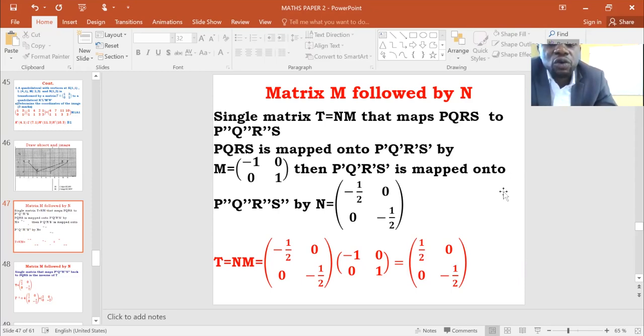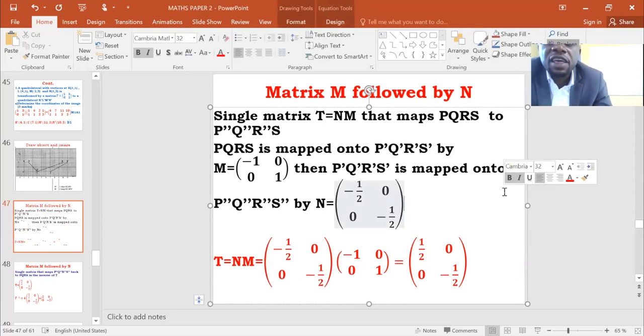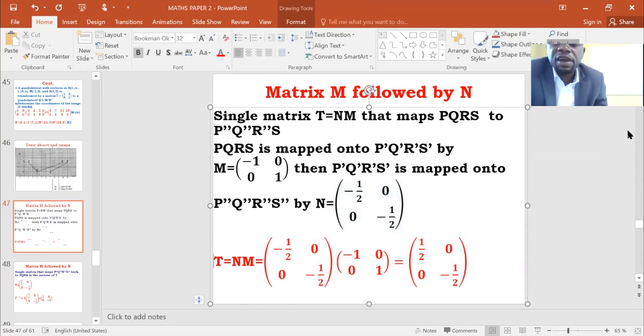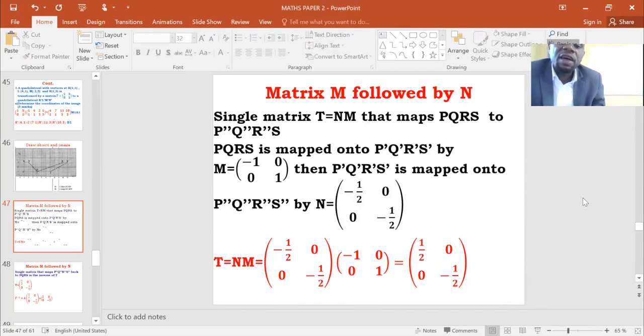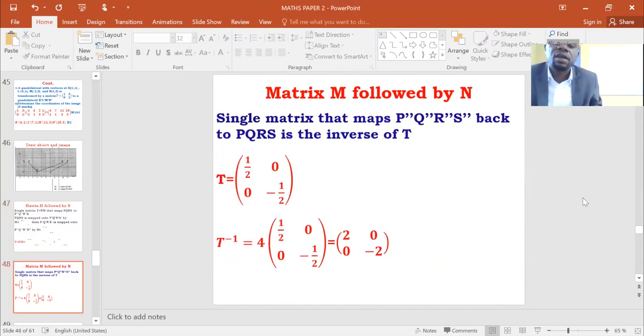If you're asked to do the opposite, the matrix that will map the final image back to the original object, simply find the inverse of the matrix that got there. If you have to do that, you simply find the inverse. Though there's another option of using the coordinates. You find a matrix in terms of a, b, c, d, you enclose the object, then you write the coordinates of the image. Then you come up with simultaneous equations to solve them. But you can also use this one.